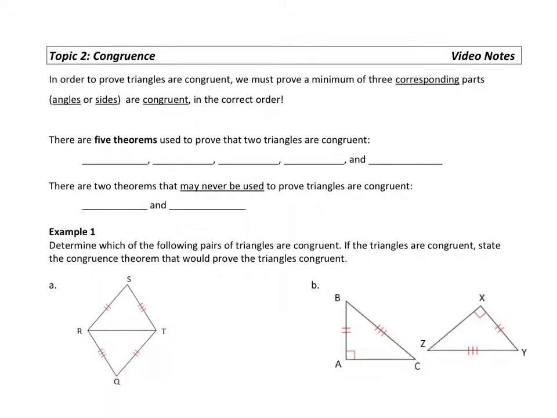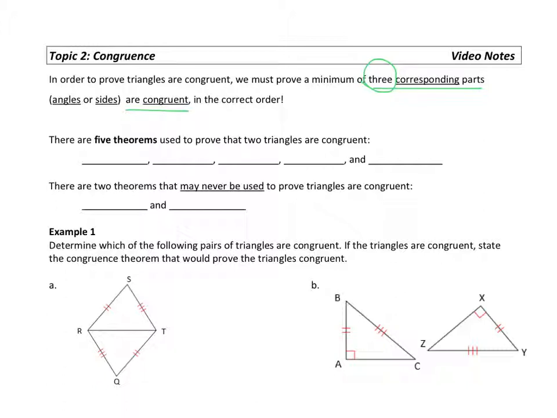This video will cover congruence theorems in the unit of congruence. In order to prove two triangles are congruent, we must prove a minimum of 3 corresponding parts are congruent. So again, 3 corresponding parts are congruent. And corresponding parts is referring to angles or sides.